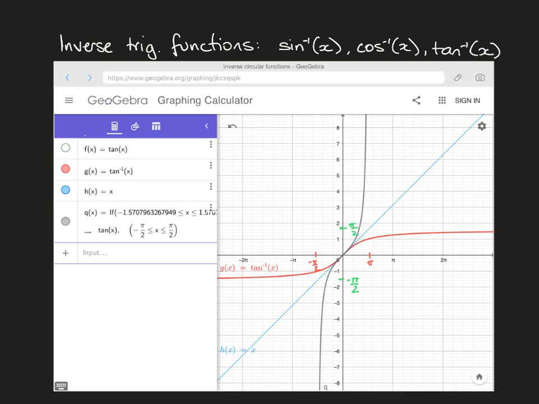And so that's why your answers, when you're finding inverse tan on your calculator, will give you either an answer in the first quadrant or in the fourth quadrant.